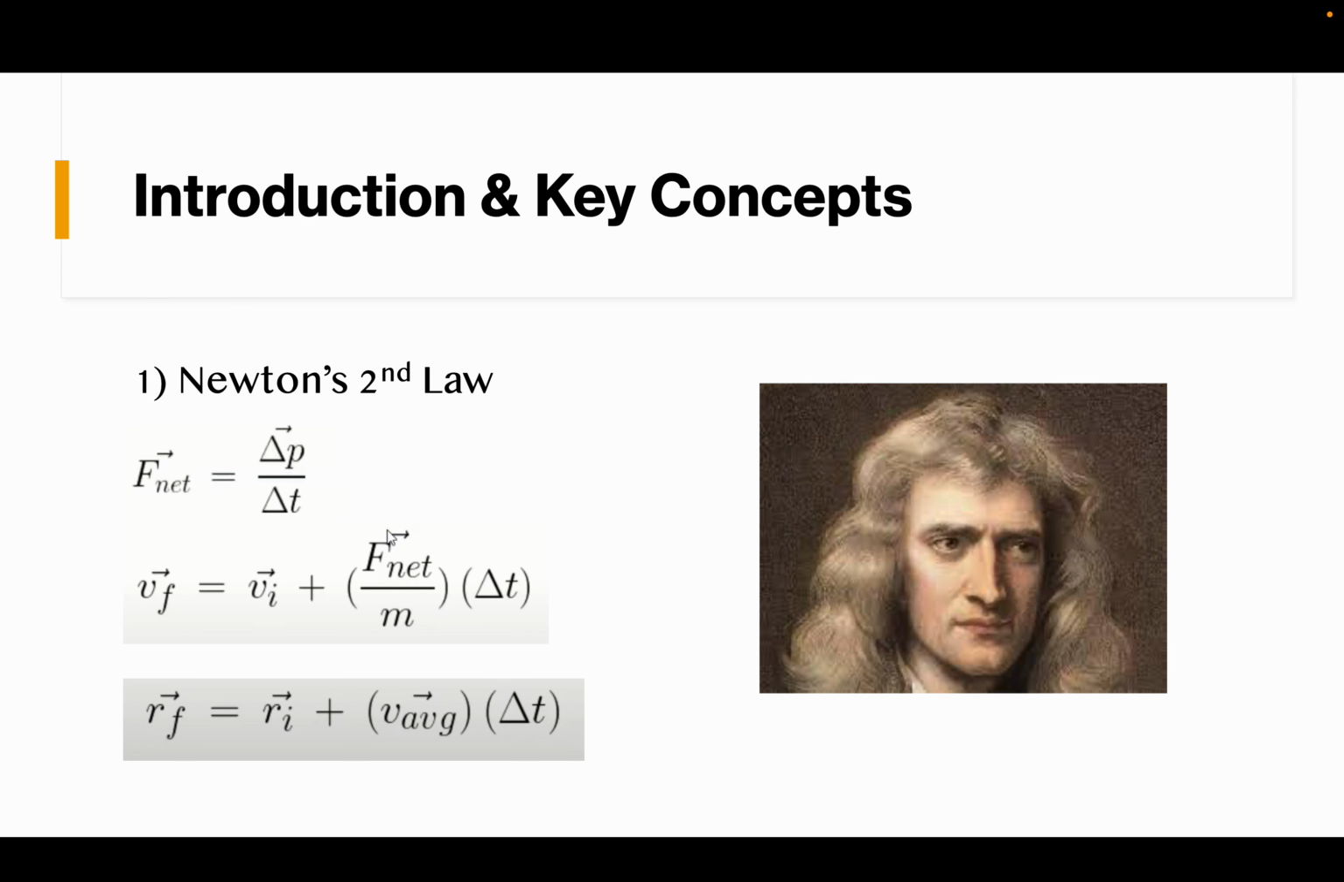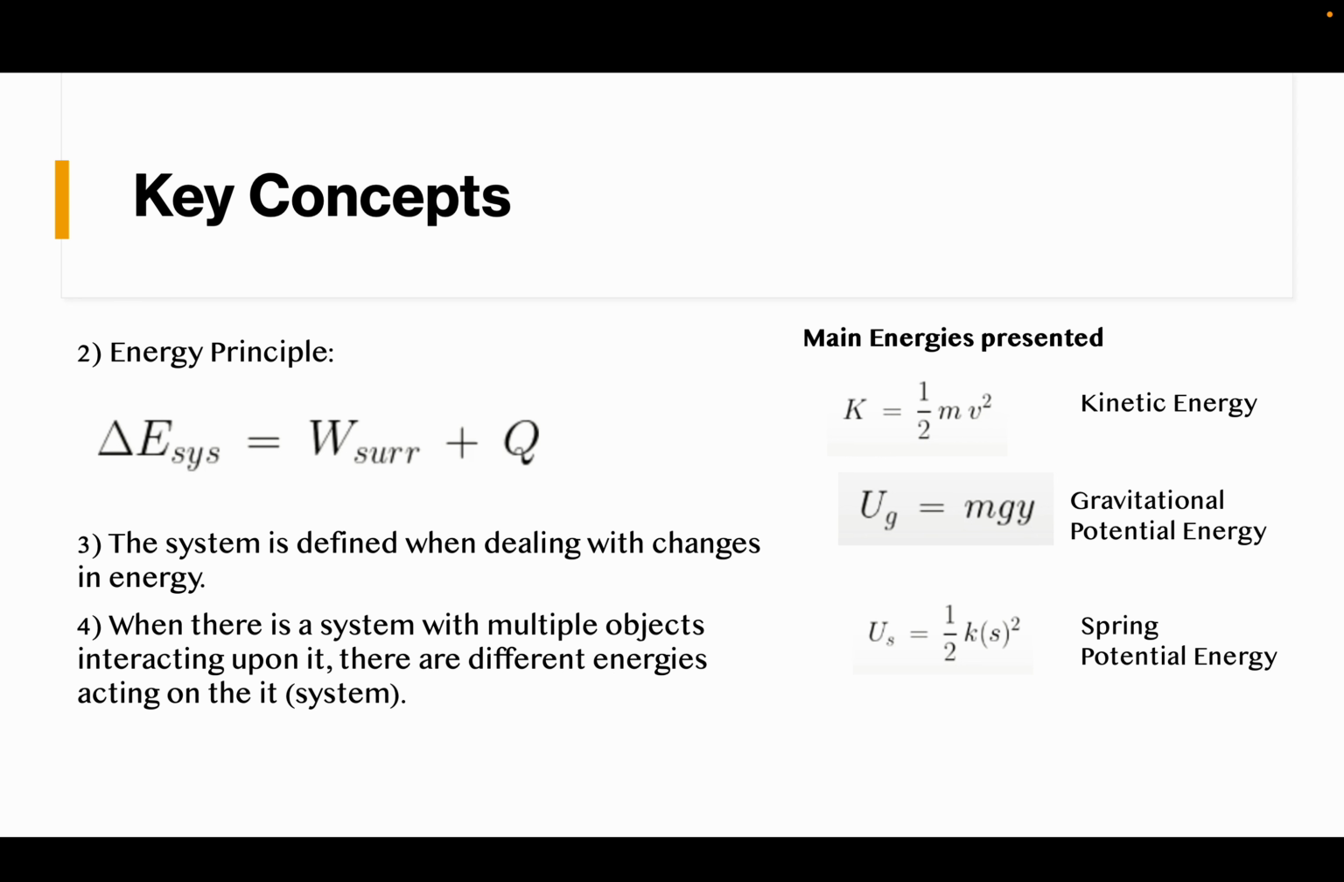So the first key concept we're going to talk about is Newton's second law, the momentum principle, and how we can derive from there the velocity update formula as well as the position update formula. The second key concept we're going to talk about is the energy principle. In this experiment, the total change in energy within the system equals 0.